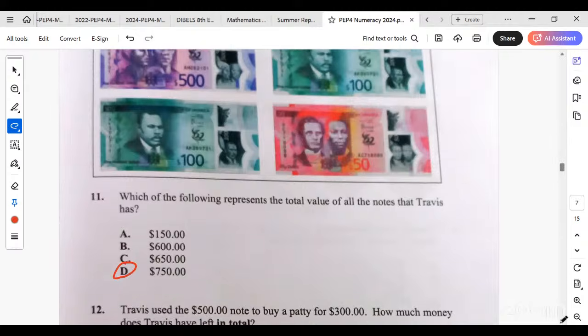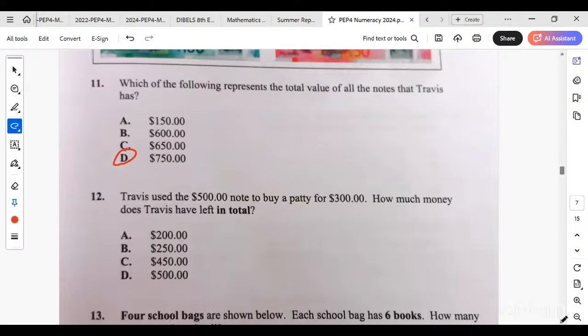Let's get to question 12. Travis used the $500 note to buy a patty for $300. How much money does Travis have left in total? They didn't ask how much change did he get from the $500 note. They want to know how much he has left in total. Remember, the original amount was $750.